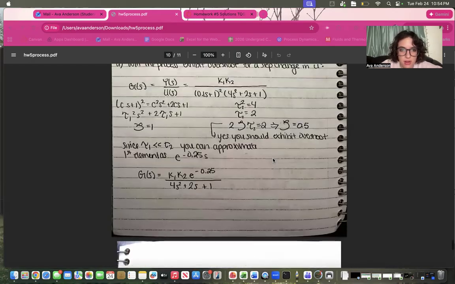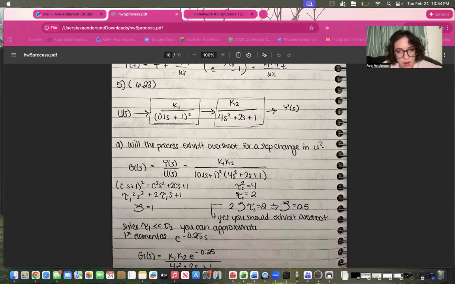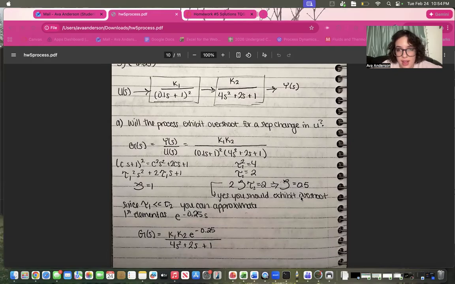Going down to the one that I understood the least, we have 5. I had problems with the overshoot, but I think I understand what's going on now. Of U(s), this is our block diagram. G(s) equals Y over U(s), it's in series, multiply them. Figure out what a zeta is.